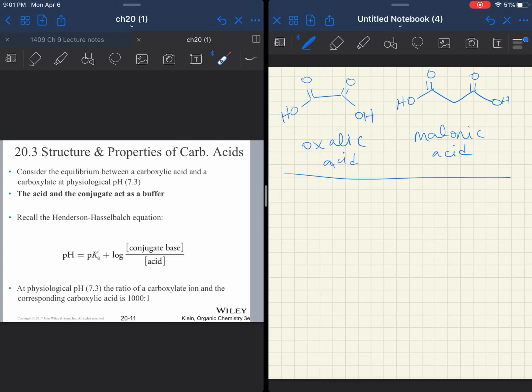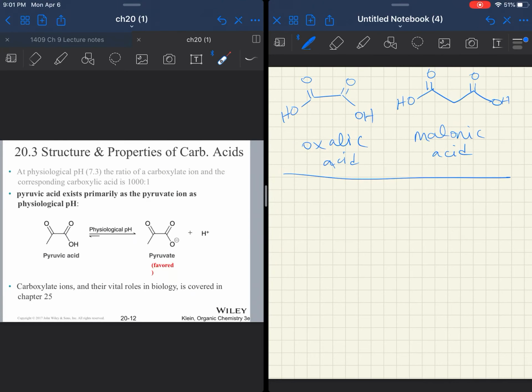I will not ask you to calculate pHs, pKa's, or deal with Henderson-Hasselbalch. But what is good to know about carboxylic acids is they have a lot of uses in chemistry. They can be used as a buffer. We won't be getting into that here.